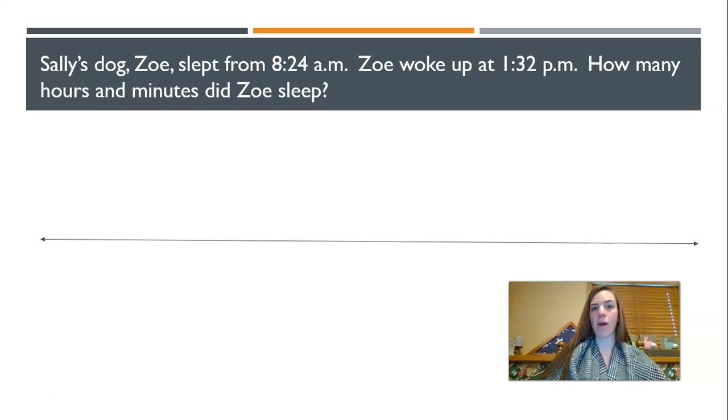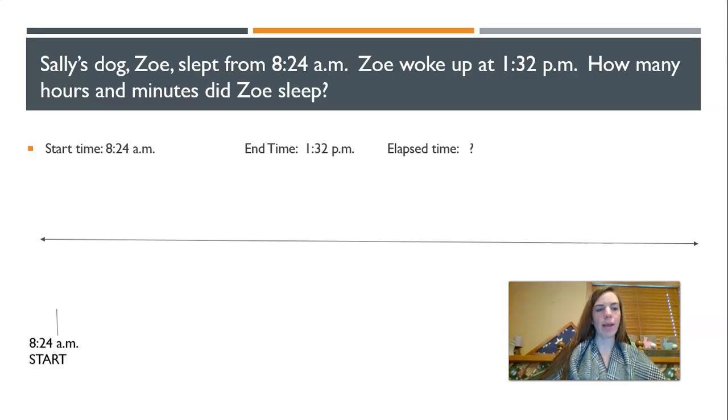Zoe woke up at 1:32 p.m. How many hours and minutes does Zoe the dog sleep? So I write my start time and end time down: 8:24, end time 1:32 p.m. Oh, and I'm noticing it's a.m. and p.m. So I'm going to definitely want to use a number line. All right, I put my start on there.